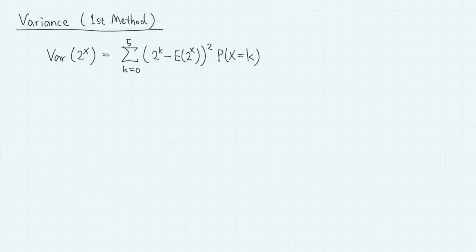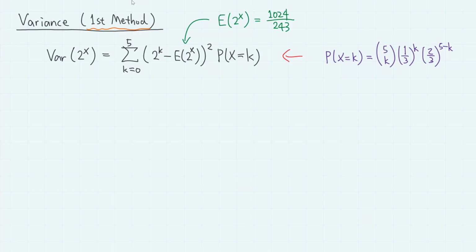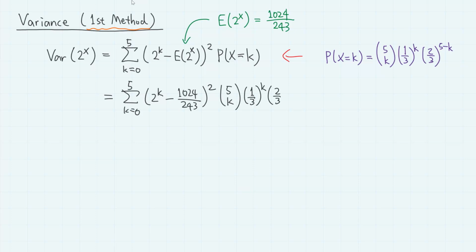Now let's move on to the variance. And yes, I wrote first method here because I will show you the second method later on. But for now, let us focus on the expression we obtained previously. Using the obtained expected value and the probability of independent trials, we have sigma of (2 to the power of k minus 1024 divided by 243) squared times 5 choose k times 1/3 to the power of k times 2/3 to the power of 5 minus k.